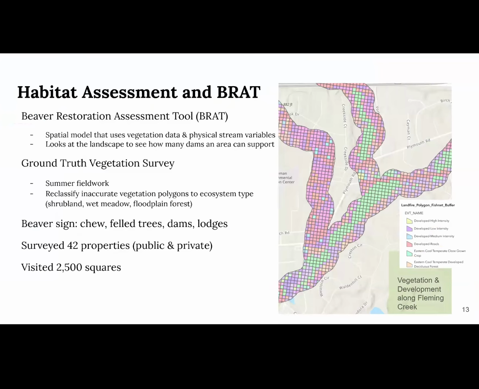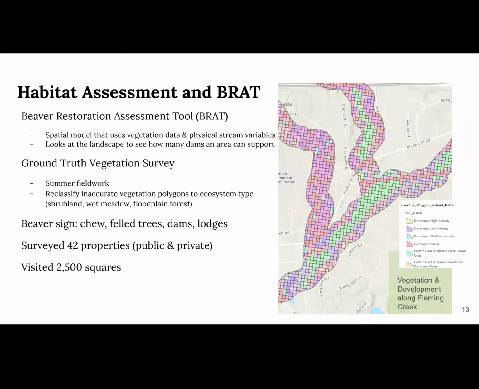And then going into our habitat assessment, I talked a little bit about the BRAT, and then we did a ground truthing survey last summer. So we put our boots on the ground. We did a lot of data collection for vegetation. We collected beaver signs, so we dropped GPS points whenever we saw beaver chew, felled trees, dams, and lodges. On the right-hand side here, you can see an example of our 100-meter buffer along Fleming Creek, and it's composed of different vegetation classes through LANDFIRE. So this data is from USGS. So we wanted to see if the vegetation matches what was online. So we wanted to assess if it was correct or not.